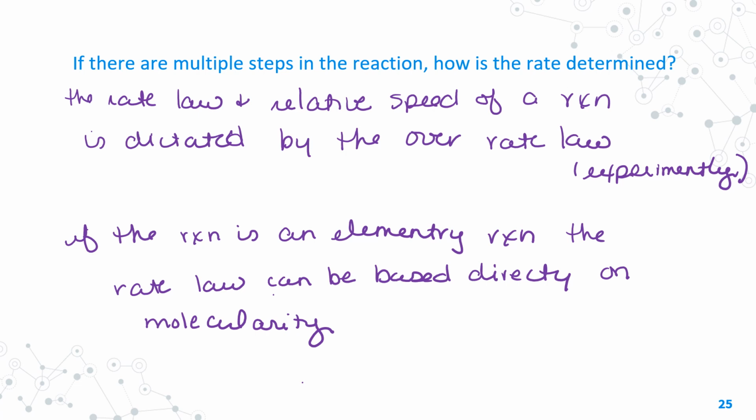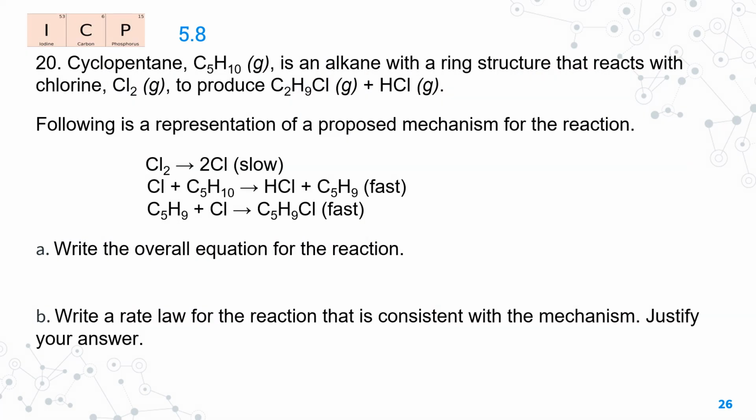Now we just need to finish up our in-class practice. So let's look at number 20. Cyclopentane is an alkane with a ring structure that reacts with chlorine to produce C5H9Cl and hydrochloric acid. So here's my following reaction, my steps, and what is fast and slow. Write the overall reaction for this equation.